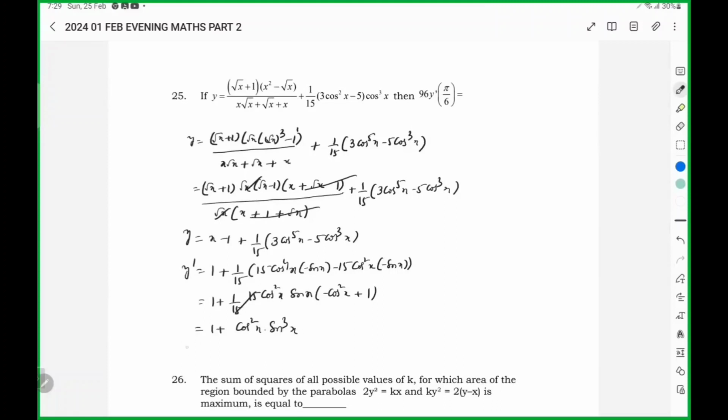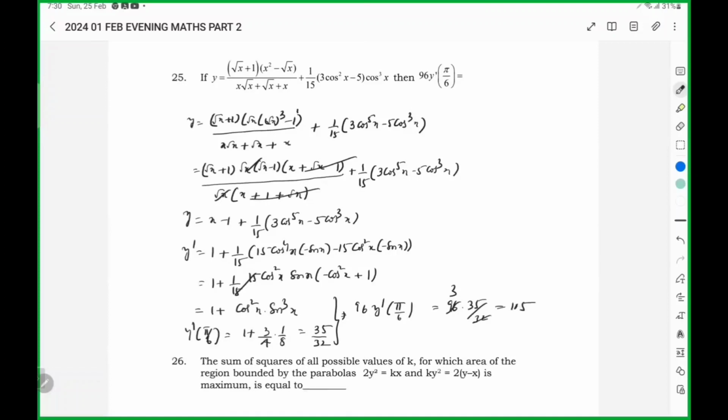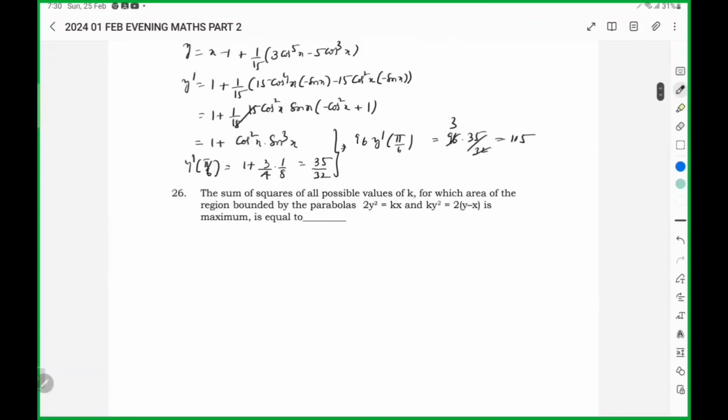So y dash at 5 by 6: cos 60, cos 30 root 3 by 2. So 35 by 30. Y dash 5 by 6, 35 by 30. Get 105. Sum of squares of all possible values of k. So this type of problems are there. Don't try to attempt, which takes a lot of time.